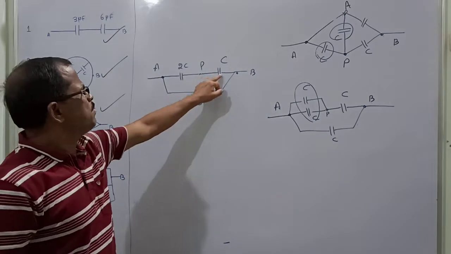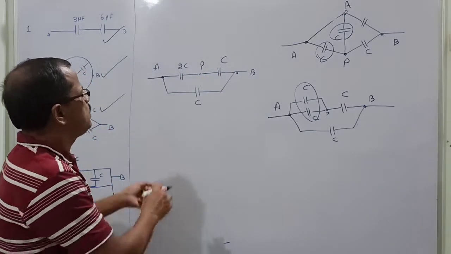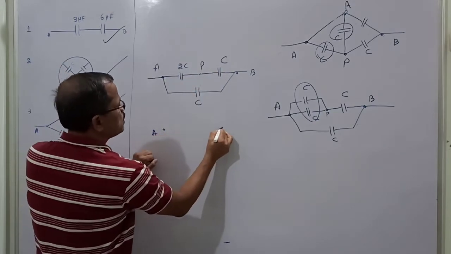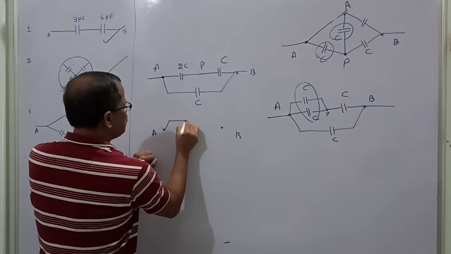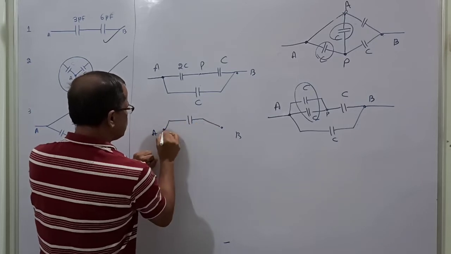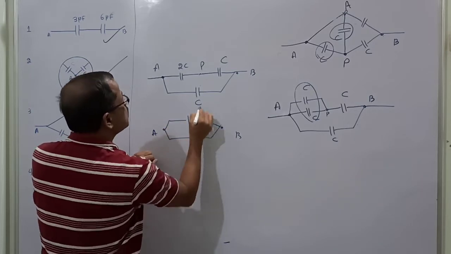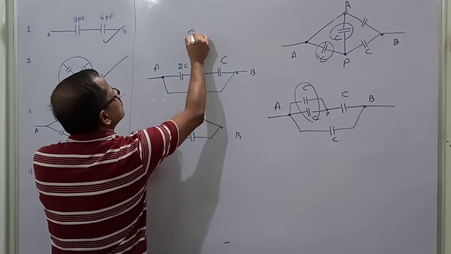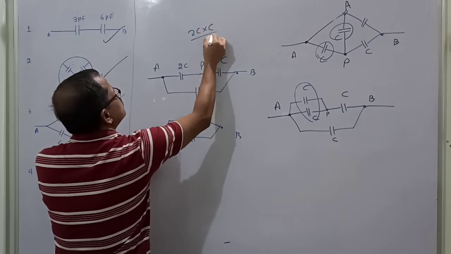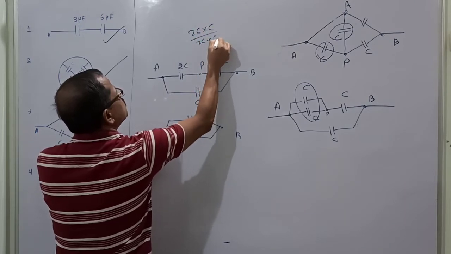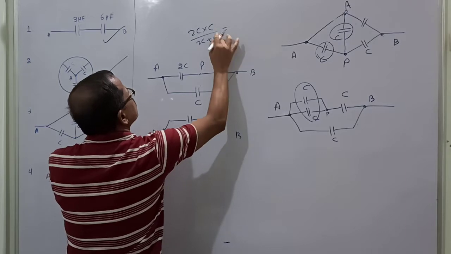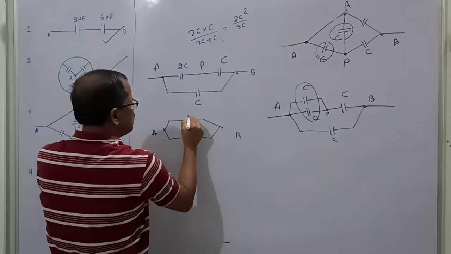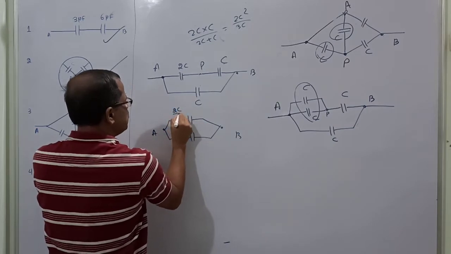Again, these two capacitors are now in series. This is the point A, this is the point B. Now the top line capacitor becomes something, the bottom line capacitor becomes something. This is 2C, this is C. What is the net capacitance? It is C1 into C2 divided by C1 plus C2, the formula. So that is equal to 2C squared by 3C, which is 2C by 3.